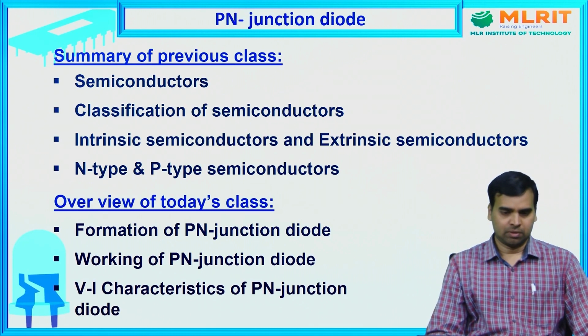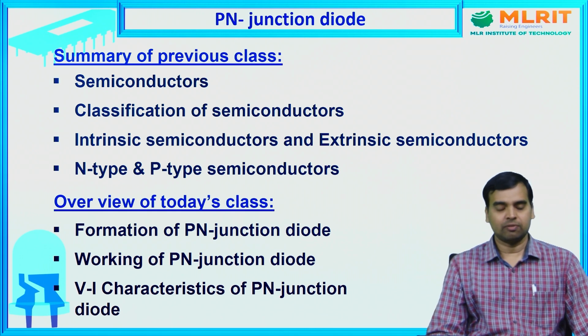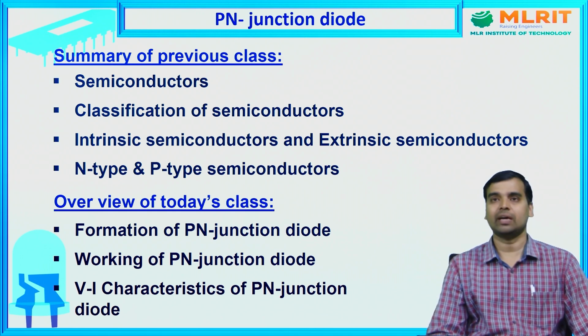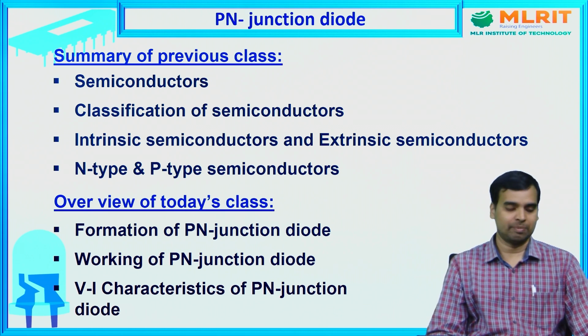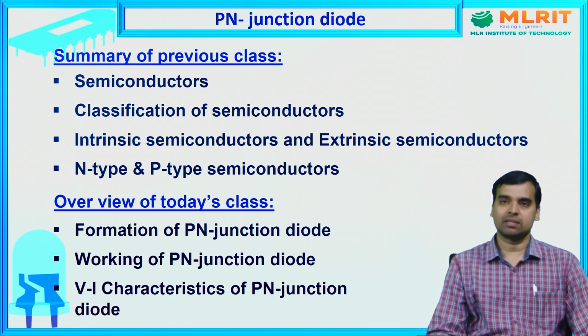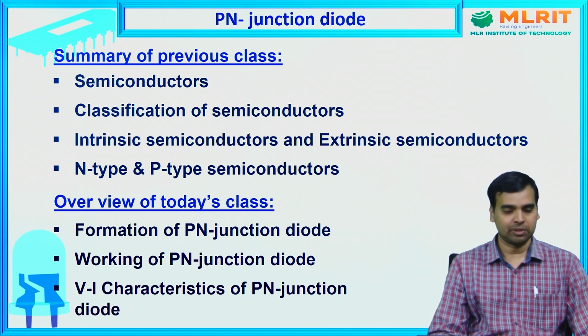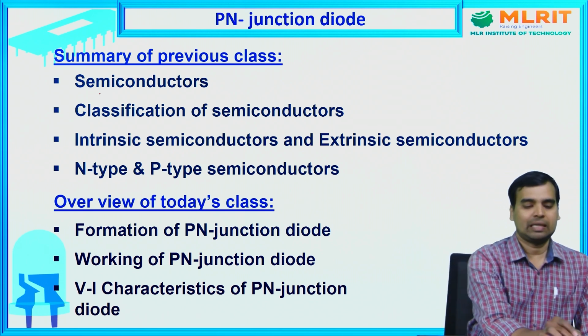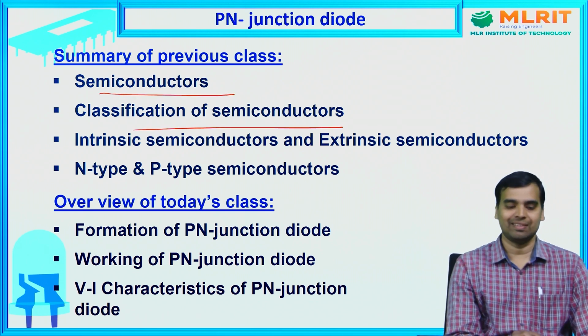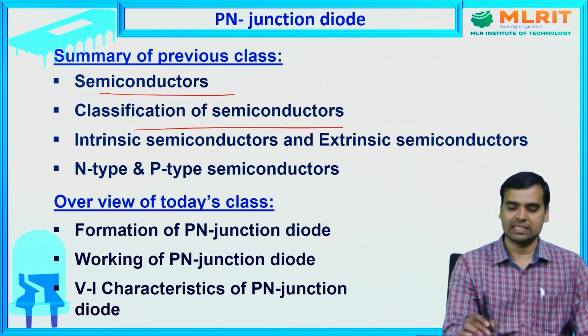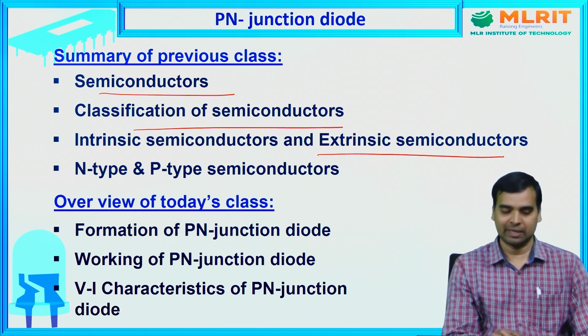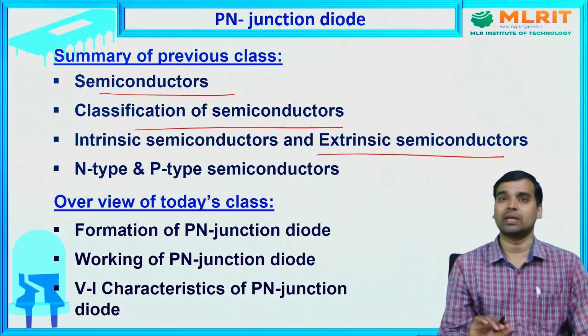In this video, let us discuss the formation, working and VI characteristics of the PN junction diode. This is the second lecture in semiconductors. In the previous lecture, we already discussed semiconductors and their classification, that is intrinsic and extrinsic semiconductors, and in extrinsic semiconductors, p-type and n-type semiconductors, what p-type and n-type semiconductors are, and what the energy level diagrams are. These all things we already discussed.